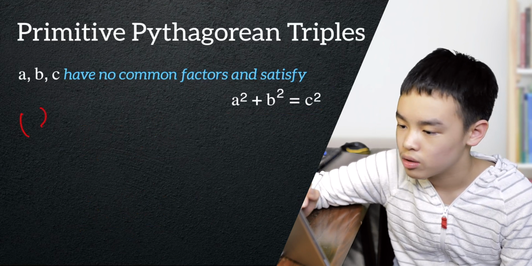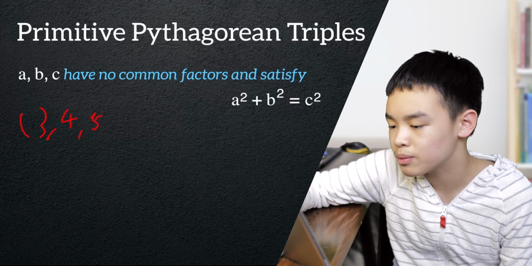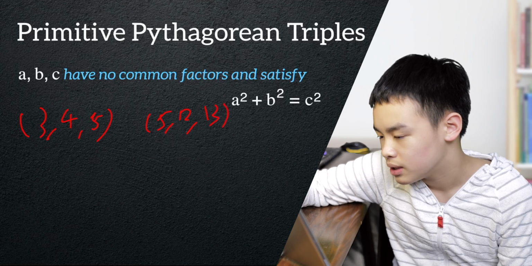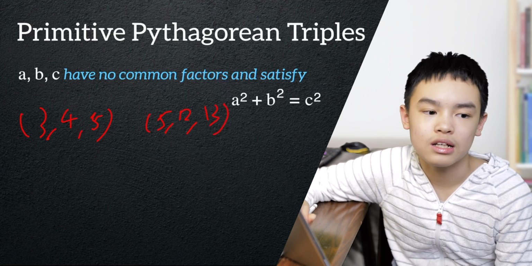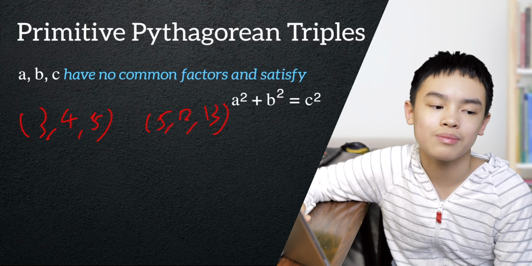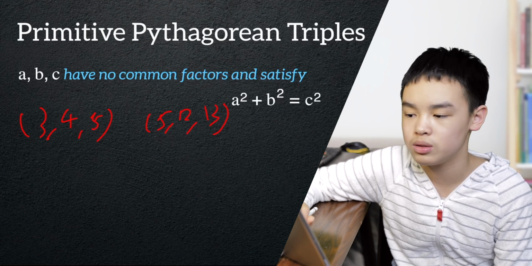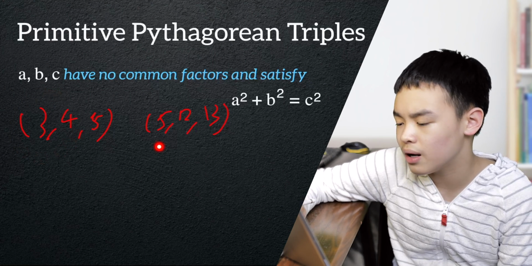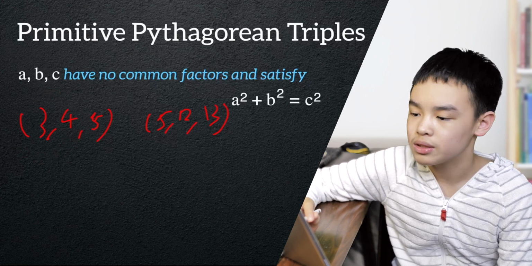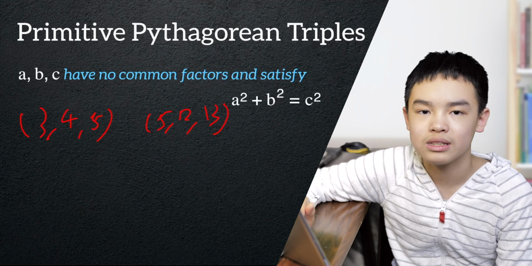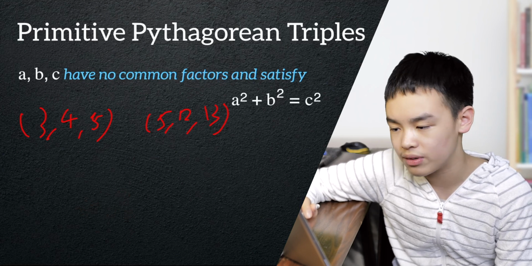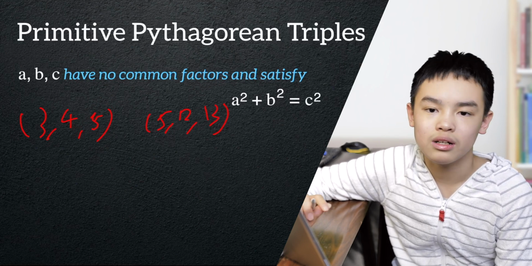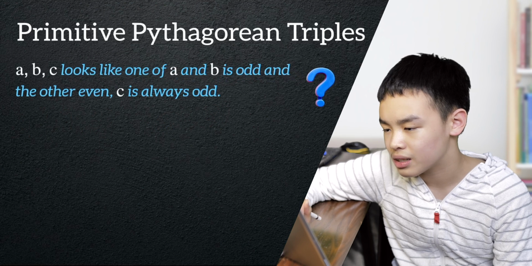Let's say 3, 4, 5, the most familiar, and the second most familiar, 5, 12, 13. We'd need a much longer list to actually see the pattern by ourselves, but I'll only write 2. So look, 3, 4, one odd, one even. 5, 12, one odd, one even. So a, b have different parities, which means one is odd, one is even. And also 5, 13, c is always an odd number.